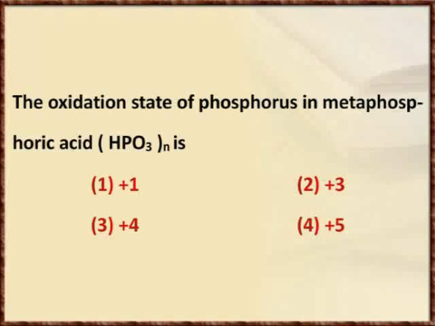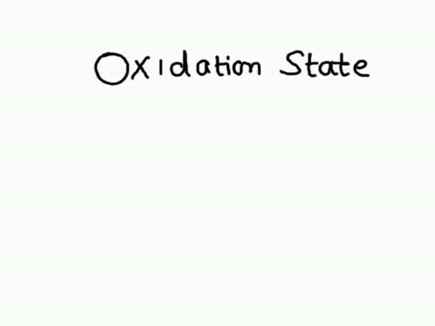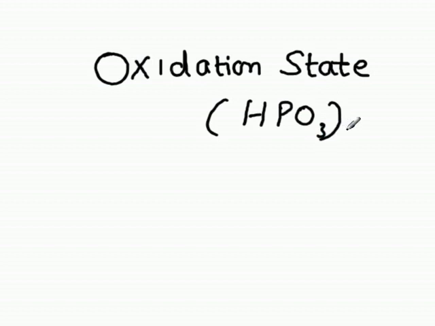Oxidation state is nothing but the residual charge on your element. Like you know, in the freely existing state, any element will have an oxidation state of 0. And here the compound given is metaphosphoric acid. The formula is going to be (HPO3)n. Here the phosphorus has a variable oxidation state, varying from +3 to +5.